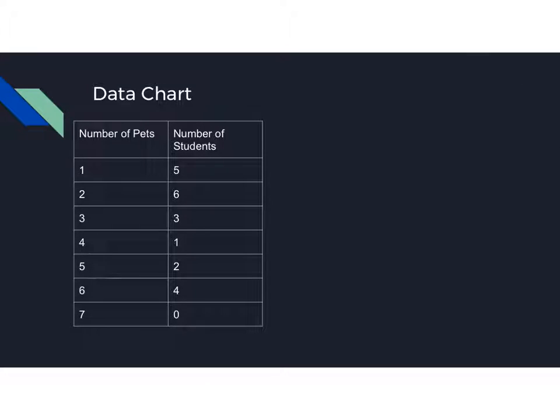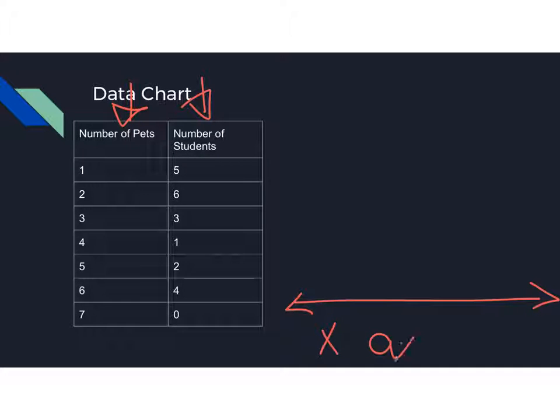Alright, so this is the first graph we look at today. And the graph is going to show us number of pets and number of students. So the first thing we need to figure out is what do we need to put on the x-axis? And it's pretty easy. What we're looking at is the number of pets. So that will go on our x-axis. And we'll label it pets.